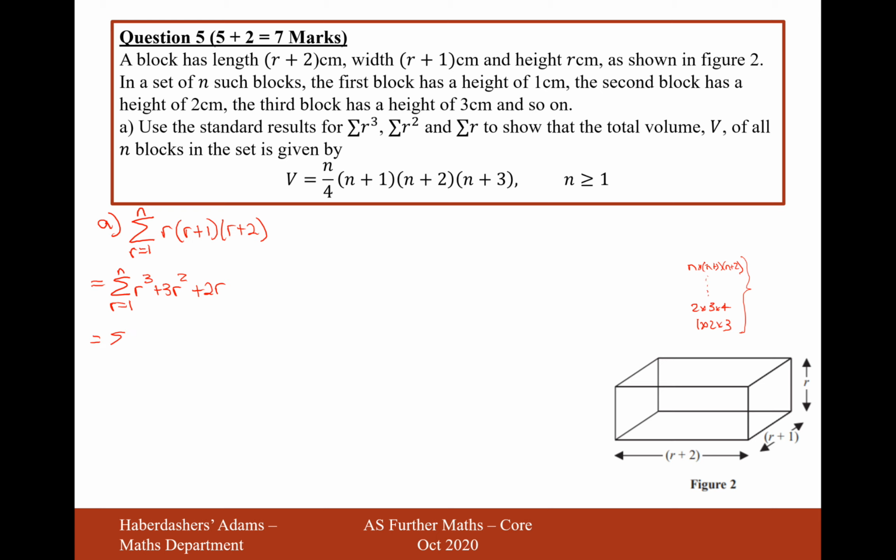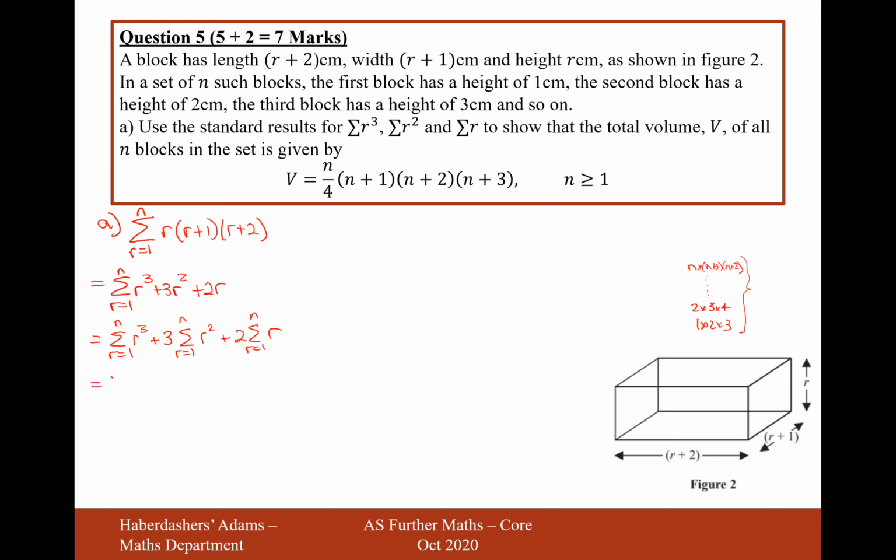Let's now split these up into 3 different summations. So it's the summation from r equals 1 up to n of r cubed, plus 3 lots of the summation from 1 up to n of r squared, plus 2 lots of the summation from r equals 1 up to n of r. Okay, so now let's do the summation on this. Let's now substitute in the summation formulas.